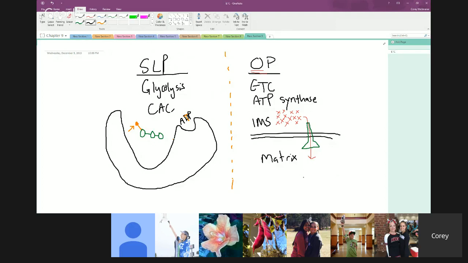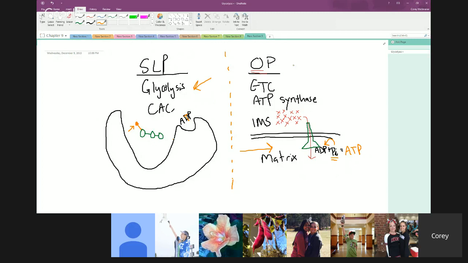And it's going to take ADP and free-floating phosphate and attach that free-floating phosphate onto ADP to make ATP. So the difference is over here, we're ripping phosphate off of something, like we're stealing it from one molecule and giving it to ADP to make ATP. Over here, we're using the flow of hydrogens to allow this enzyme called ATP synthase to take free-floating phosphate and put it directly onto ADP.